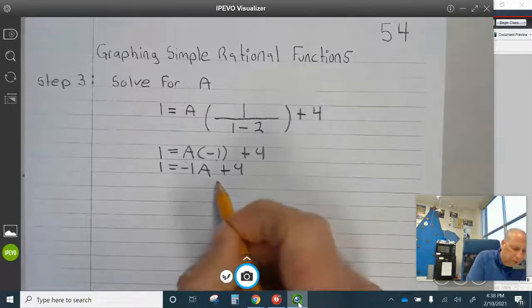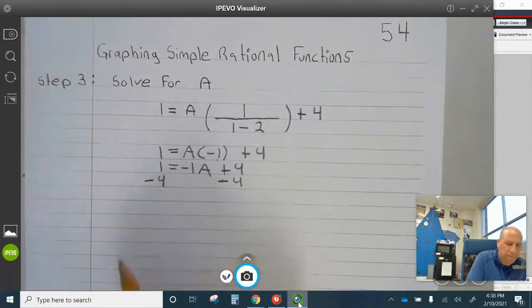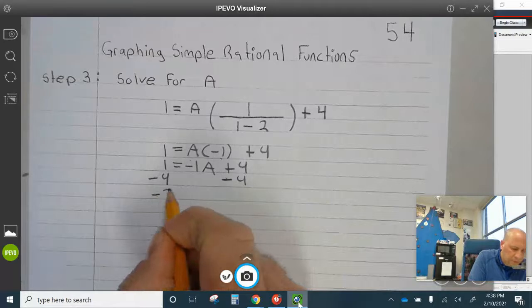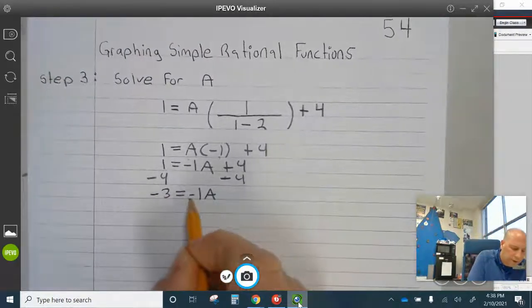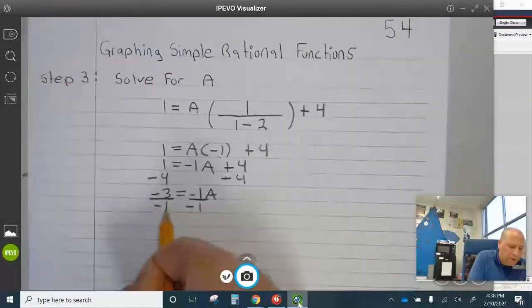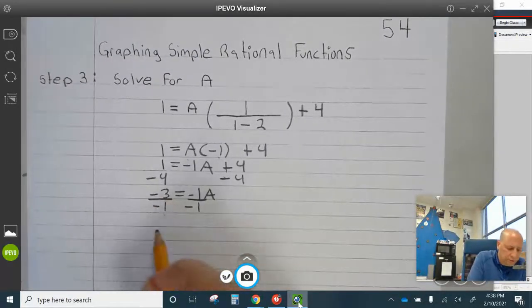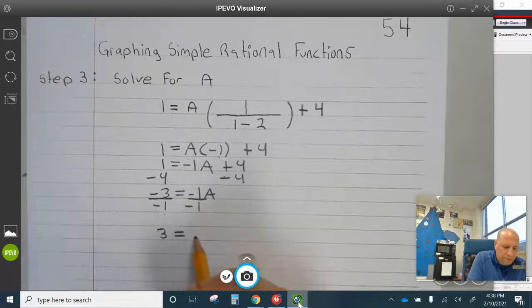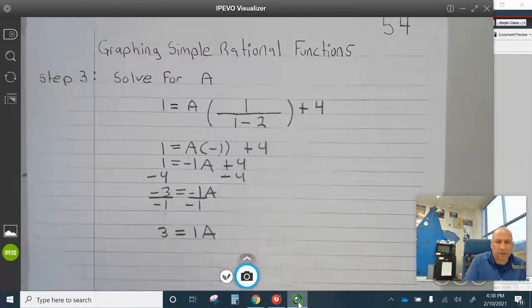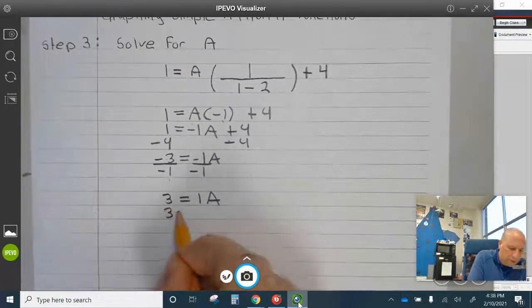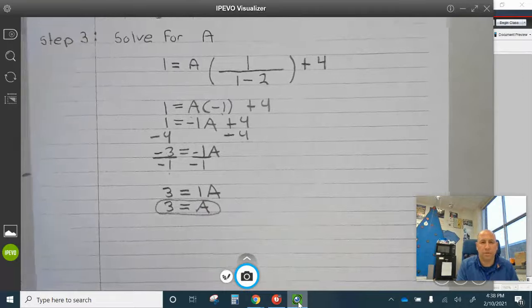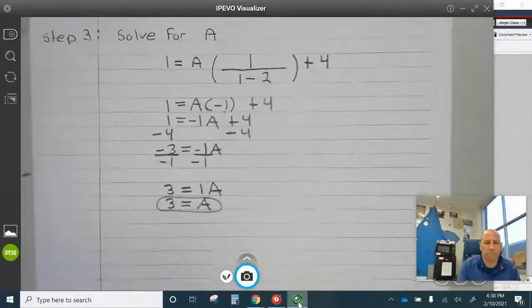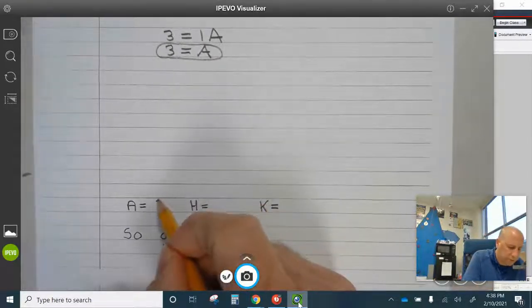Okay, subtract 4 from both sides. So you get negative 3 equals negative 1a. Divide both sides by negative 1. Well, negative 3 divided by negative 1 is 3. Negative 1 divided by negative 1 is 1a, which is the same as saying 3 equals a. Okay? So now we have a equals 3.